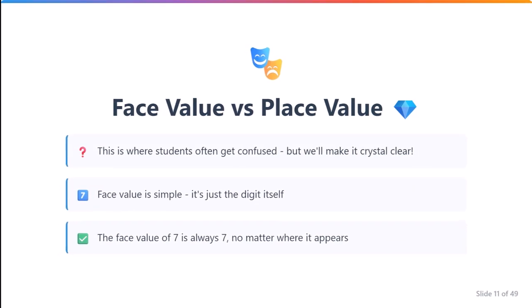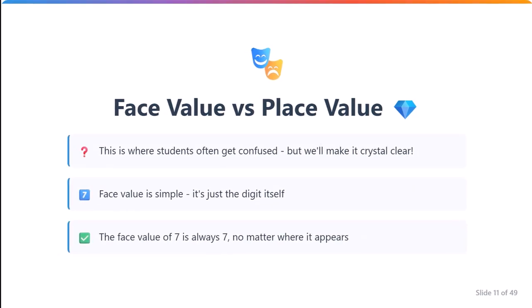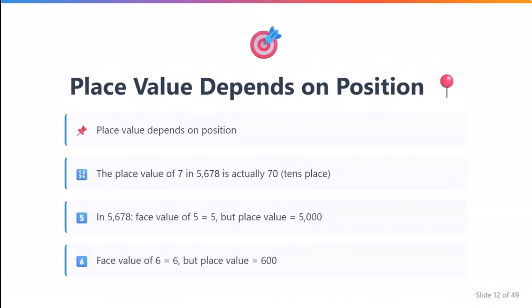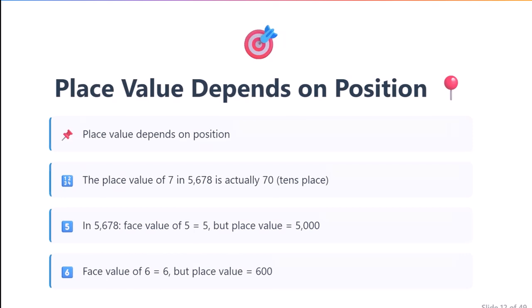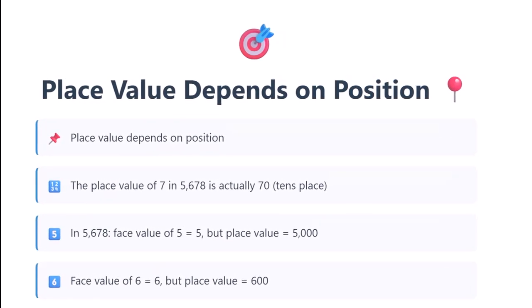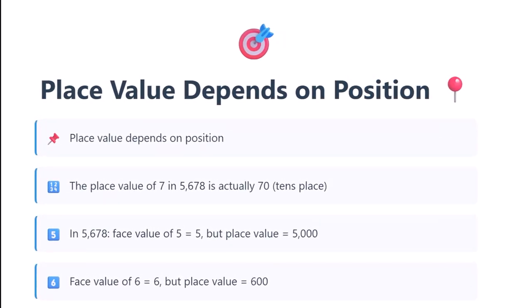Now, this is where students often get confused. Face value versus place value, but we're going to make it crystal clear. Face value is simple. It's just the digit itself. The face value of 7 is always 7, no matter where it appears. Place value depends on position. The place value of 7 in 5,678 is actually 70 because it's in the tens place.